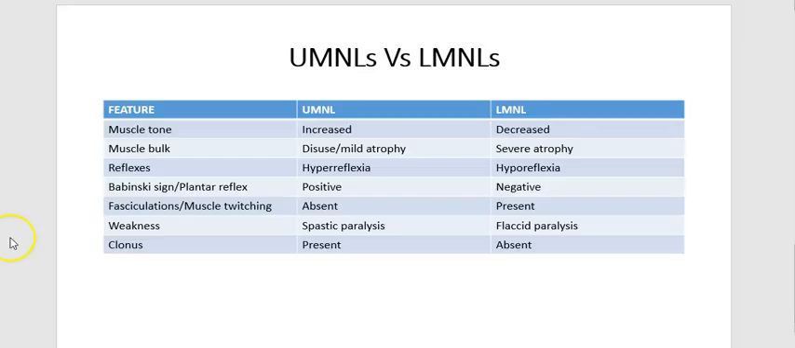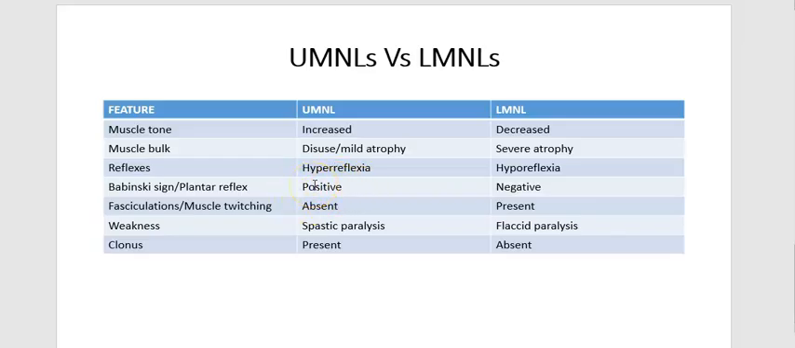Okay, so we're going to look at these features one by one and see their differences in upper and lower motor neuron lesions. So in upper motor neuron lesions, muscle tone is increased, so you have hypertonia. Okay, you have disuse or mild atrophy. Now some literature will tell you there's no atrophy. Okay, so there's hyperreflexia or increased reflexes and a positive Babinski sign.